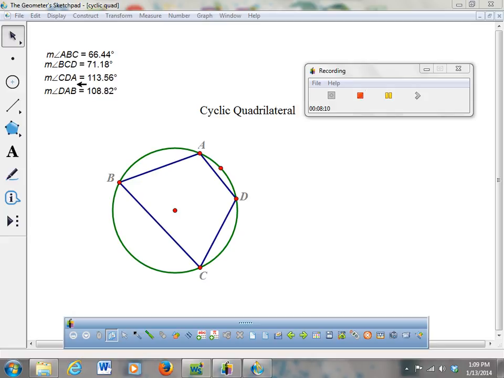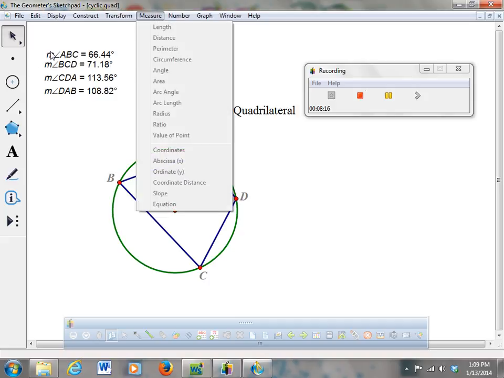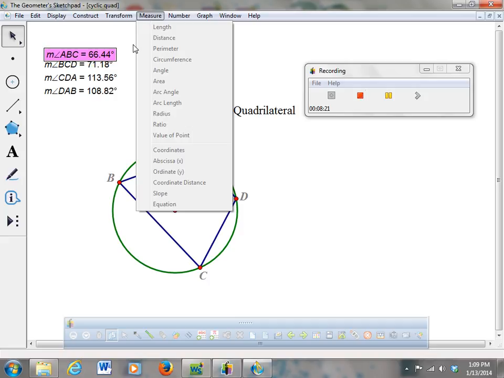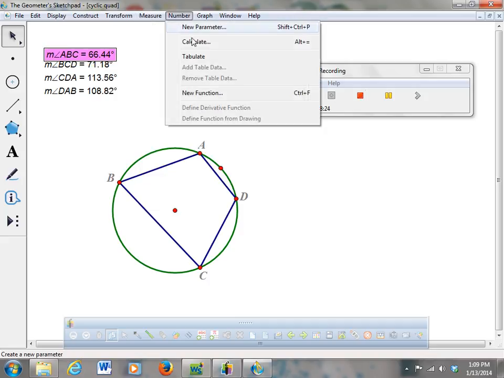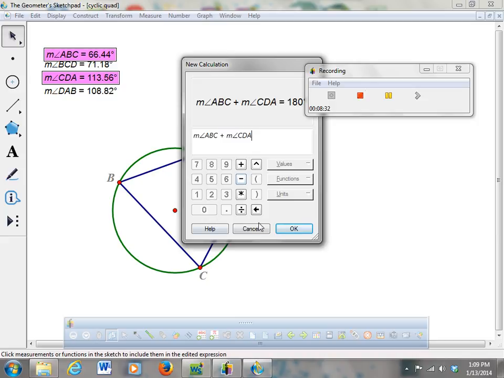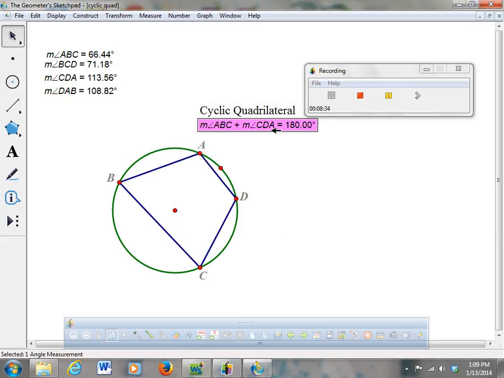A, B, C, and A, D, C. They equal 180. Watch. Measure. I could go measure, calculate. Number. Calculate. So this plus this, the angle opposite it is... Look at that. Always 180.